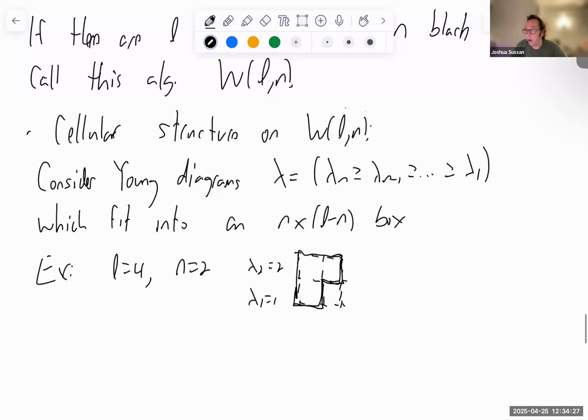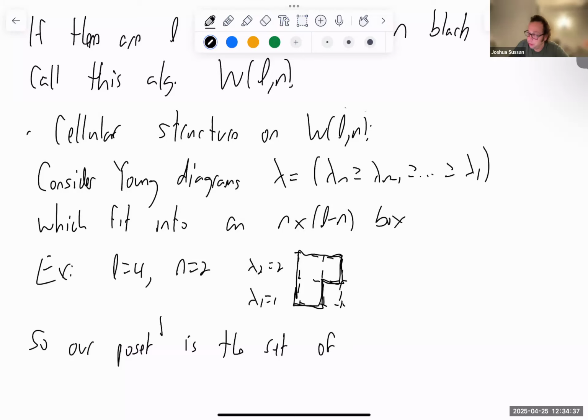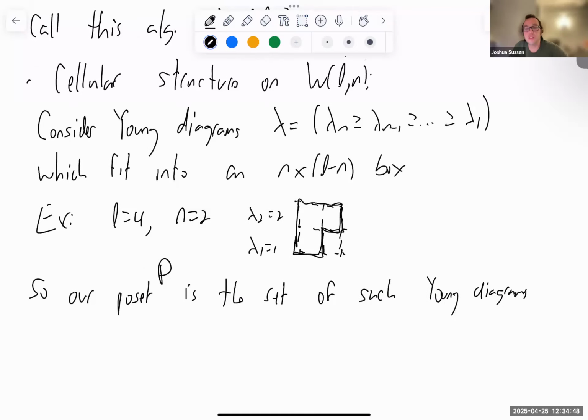Okay, so our poset P is the set of such Young diagrams. And now for every element in the poset, sorry, this question from Fan: is it an n by 1? That's a column. Right. And so now, our poset is a set of such Young diagrams.